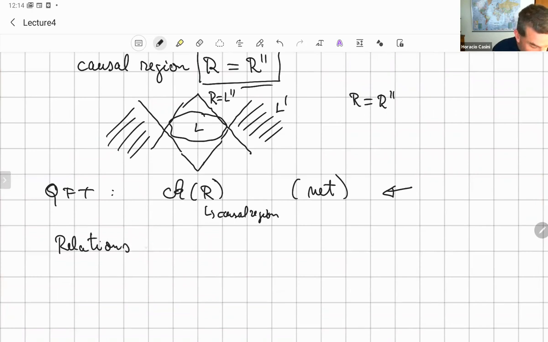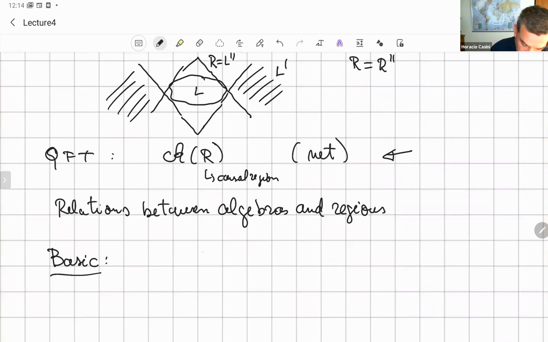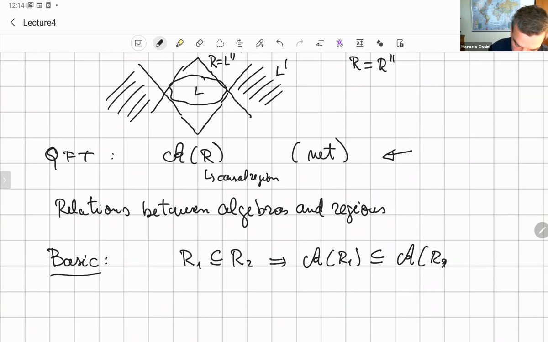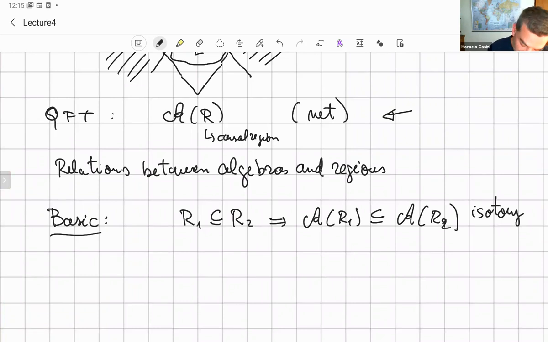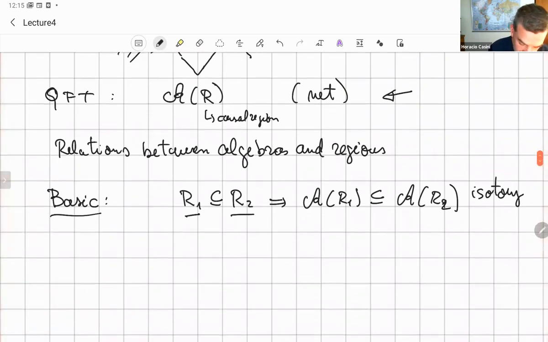So what are the relations between algebras and regions? The basic relations are the following. First, if you have a region that is included in another one, then you want to assign to the smaller region an algebra that is included in the algebra of the larger one. This is called isotony. It's quite natural, because otherwise you don't have a meaning to say that an operator is localized in some region. If it is localized in the smaller region, it must be localized also in the larger one.